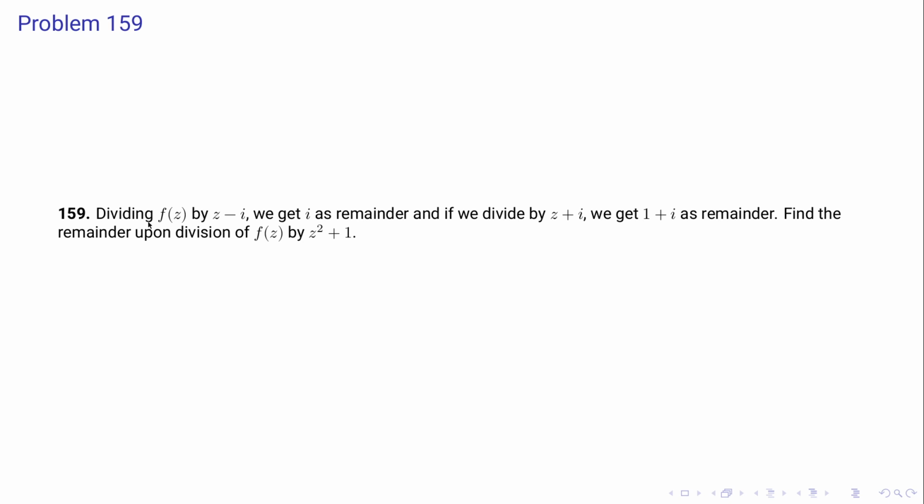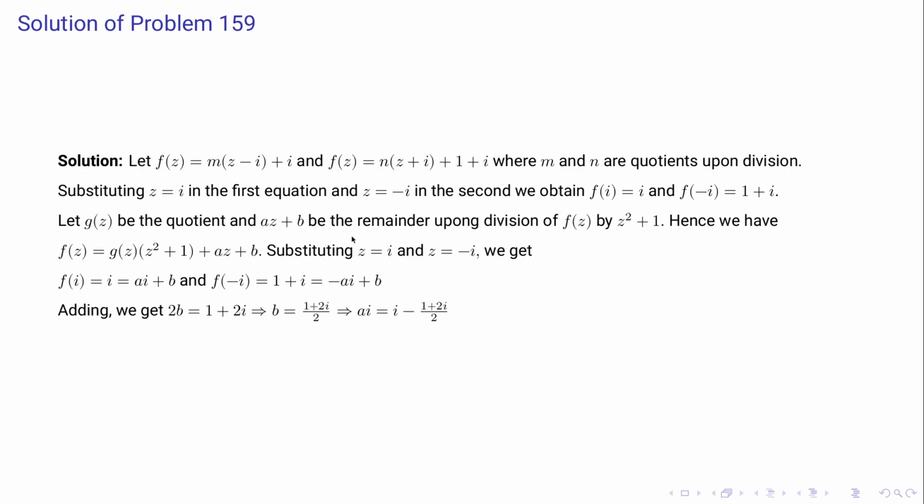Problem 159 says that on dividing f(z) by z − i, we get i as remainder, and if we divide by z + i, we get 1 + i as remainder. Find the remainder upon division of f(z) by z² + 1. So we can write f(z) = m(z − i) + i, and f(z) = n(z + i) + 1 + i, where m and n would be quotients on division. In the first, we substitute z = i, we get this term as 0, so f(i) would be i.